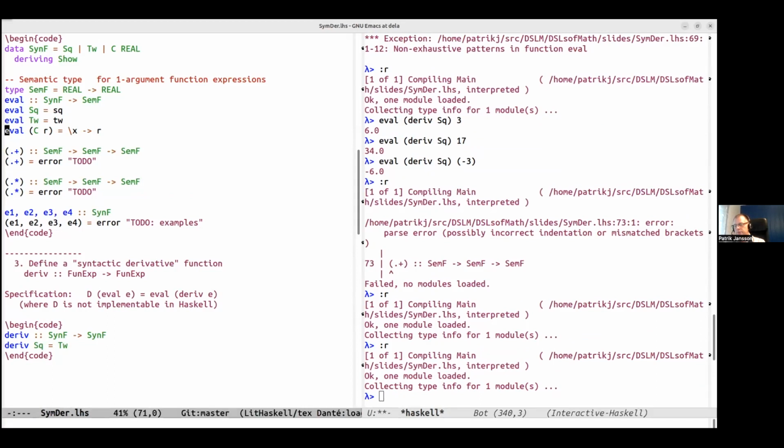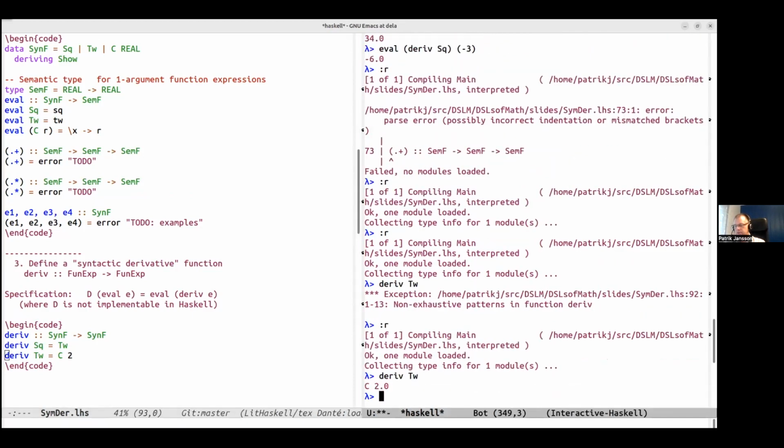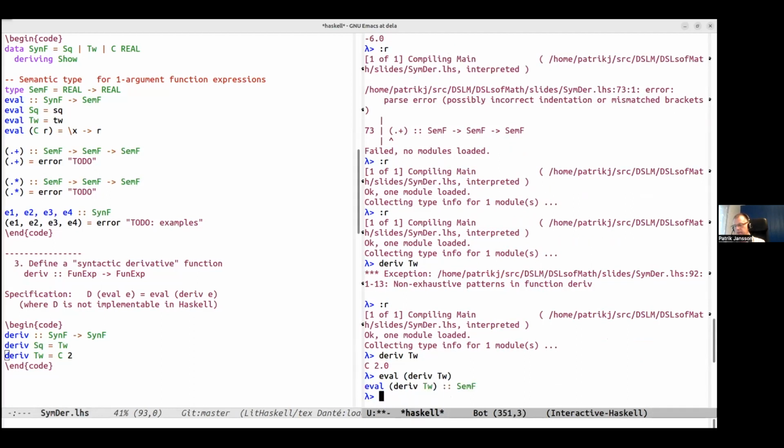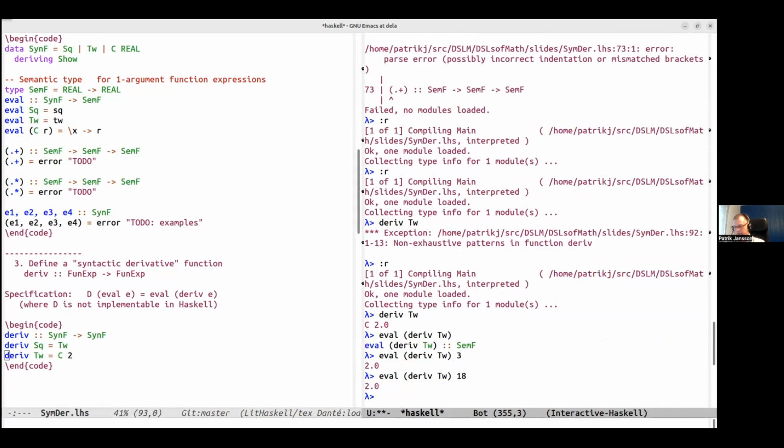And now if we want to compute, say, the derivative of twice, okay, the derivative of twice doesn't work because we've extended the data type with twice and constants, but we haven't extended the derivative computation. So let's do that. Derivative of twice equals constant 2. And let's check. Derivative of twice is constant 2. And evaluating the derivative of twice, a function applied to 3 is 2, applied to 17 or 18 is 2. It's always 2.